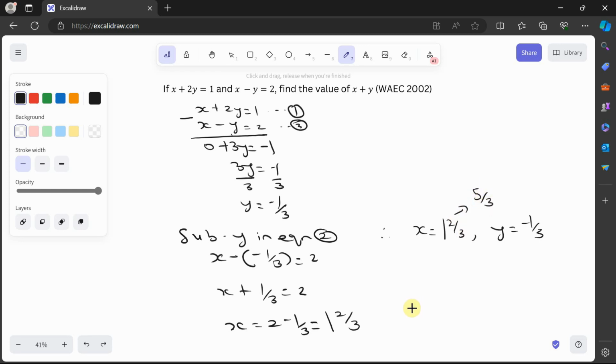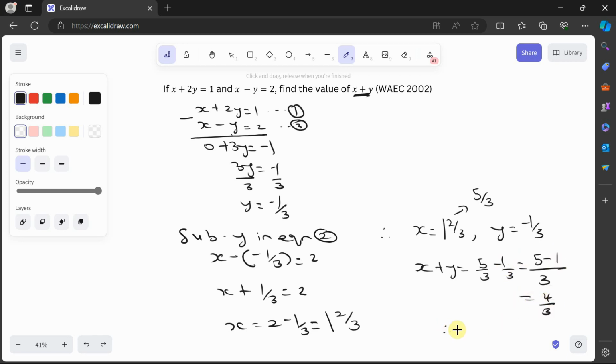Now the question says that we should find the value of x plus y. Don't forget that x plus y will now be equal to 5 over 3 plus, times minus will be minus, so minus 1 over 3. And if you find the LCM of this, the LCM is 3. 3 and 3 is 1. 1 times 5 is 5. Minus, 3 and 3 is 1. 1 times 1 is 1. So this gives you 4 over 3.